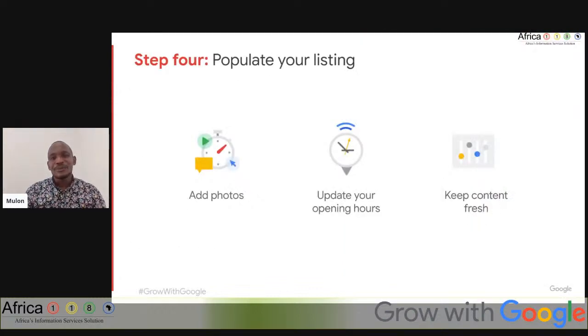Now, how do you populate your listing? That is the 4th step. Remember, step number 1 was how to create. I've shared with you the form. And number 2 was the verification process. And number 3 was to add all the relevant information. The 4th point, now we're talking about populating your listing.